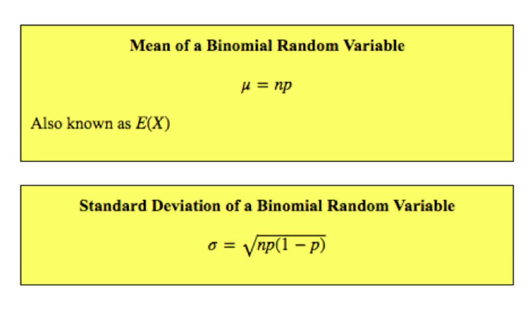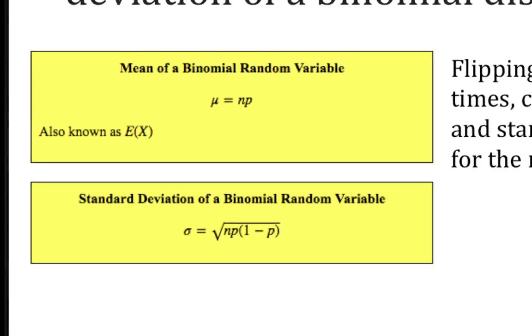These are the formulas from your online notes. The mean, also known as the expected value, written as E(X), is mu equals n times p. So the mean is equal to the number of trials times the probability of success on any one trial. The standard deviation, or sigma, is equal to the square root of n times p times 1 minus p. Let's look at an example.